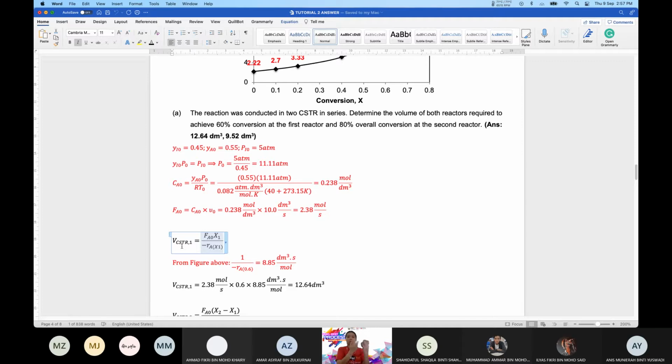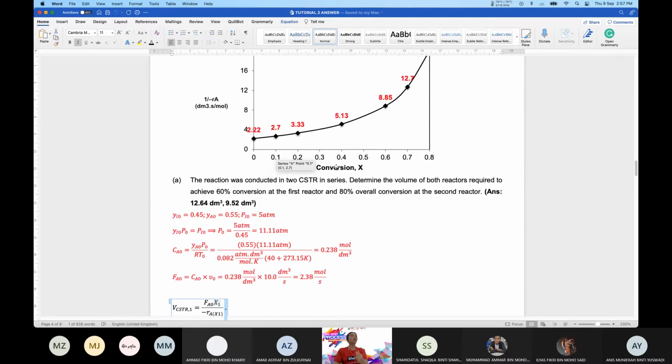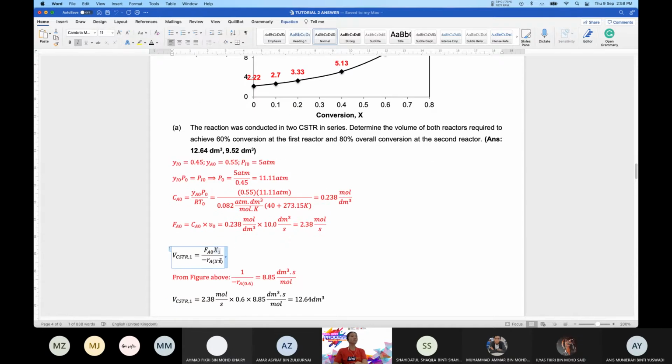So left hand side is what we want. So by right, the right hand side, all the unknowns tu kita kena ada nilai. Kalau kita tak ada nilai, kamu tahu we cannot solve this problem. So let us go one by one. Okay, so let's say kita tahu from the question, X1 kita dah tahu sebab dia katakan dalam first reactor kan conversion 60%. So X1 dah tahu 0.6. Okay, settle. Then bawah, naturally kalau dah tahu X, mesti dah tahu minus RA kan sebab kita tengok daripada plot. So from plot we know when my X 0.6, my 1 per minus RA 8.85. Okay, so the bottom one pun saya dah tahu.